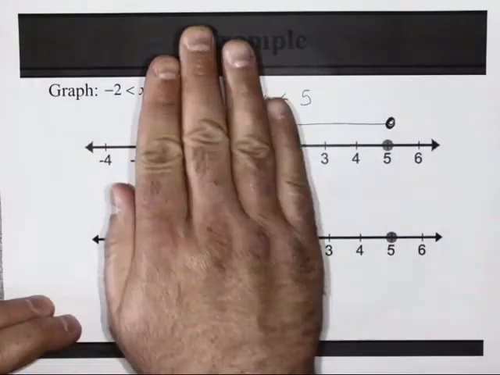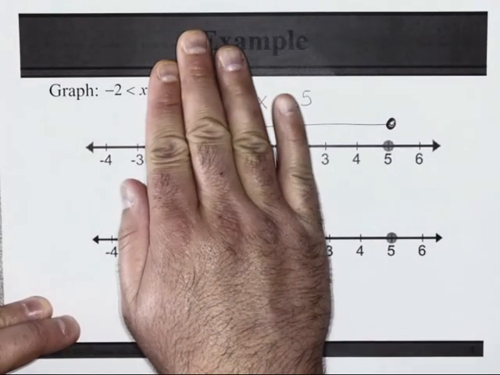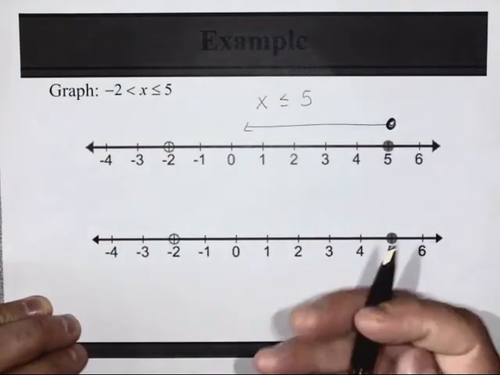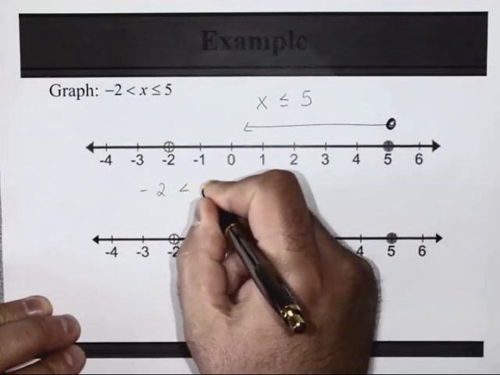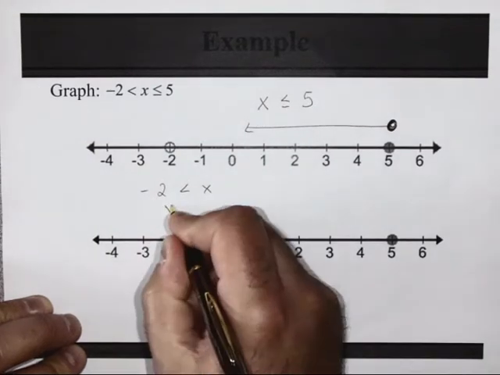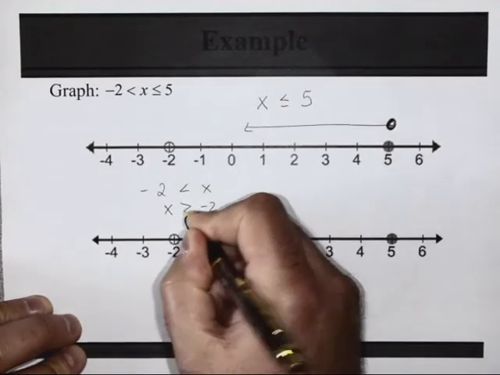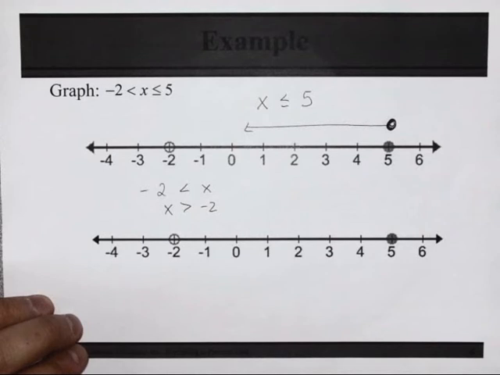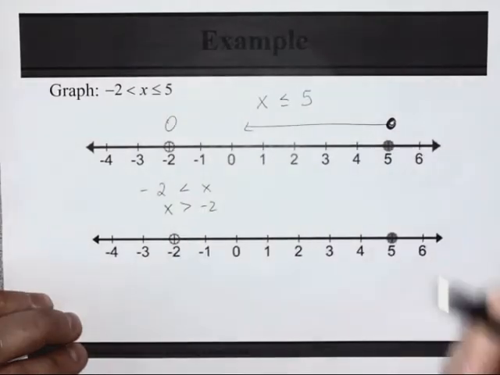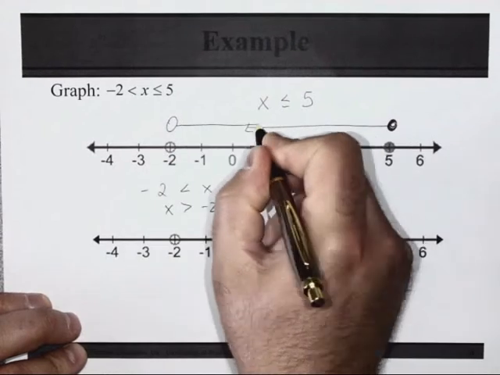Okay. If I cover up the right-hand side, it gives me the next inequality statement. Right? -2 less than x, which I would want to switch around so that it is written with the variable on the left. So x is greater than negative 2. So open circle, shading to the right.